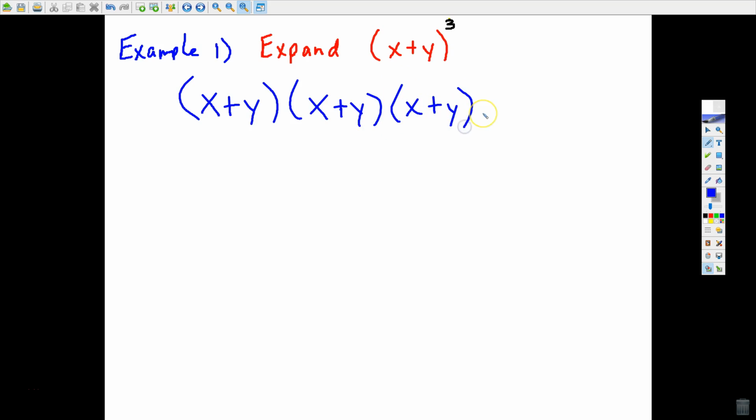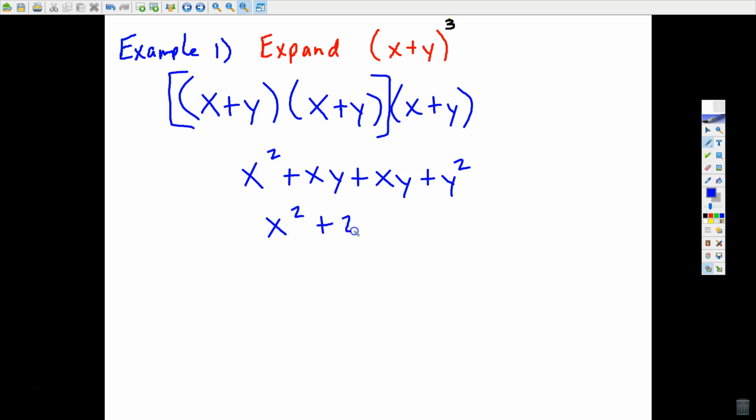And we had a situation similar to this in the homework that we just looked at. We could put two of these together using FOIL. Doesn't matter how you group them. I'm just going to put these first two together. And using FOIL, I would get x squared plus xy plus xy plus y squared. And then we would put these two together in the middle to make 2xy plus y squared. And then the binomial that we have not multiplied yet, we would use that one.